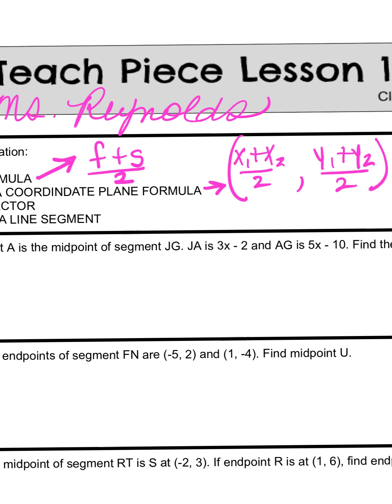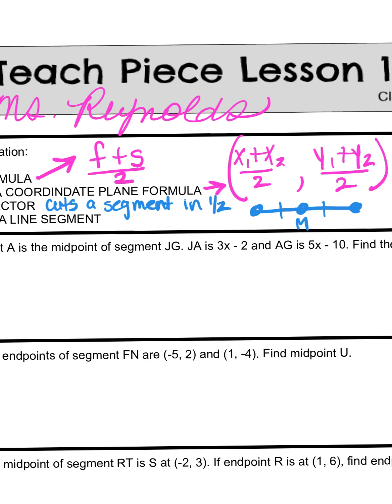A segment bisector is anything that cuts a segment in half. So a segment bisector cuts a segment in half, so into 2 equal pieces. So you have a segment, cut it in half with a midpoint here. Put my little tick marks showing me that I have 2 equal pieces.